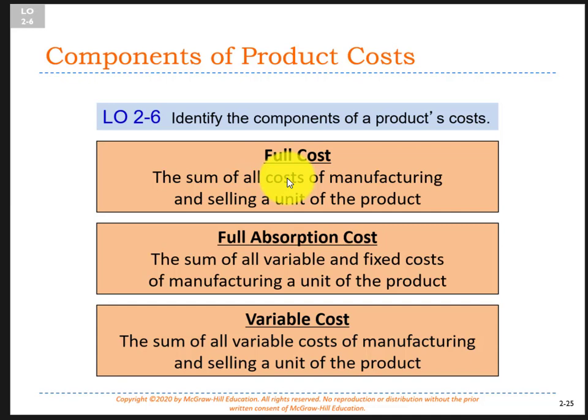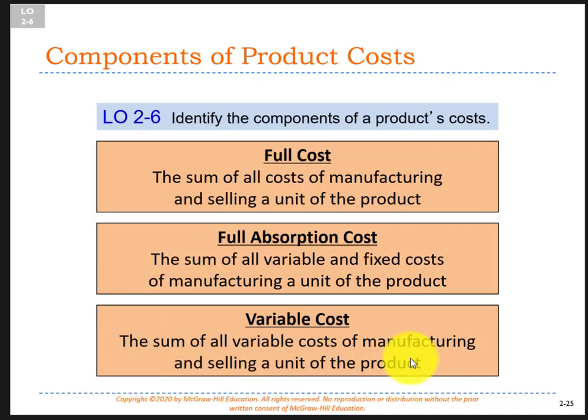Full absorption cost, right, is all the variable and fixed costs of manufacturing. Okay, that includes your overhead, all of that type of thing. That is what is needed for GAAP reporting, for financial reporting. That's what needs to go on your income statement to be reported to the world.